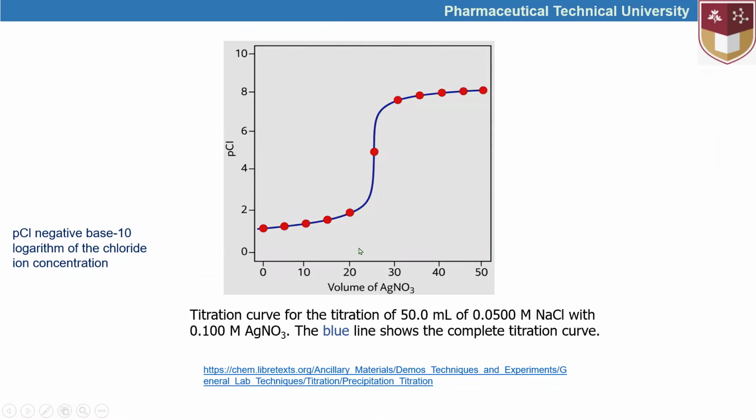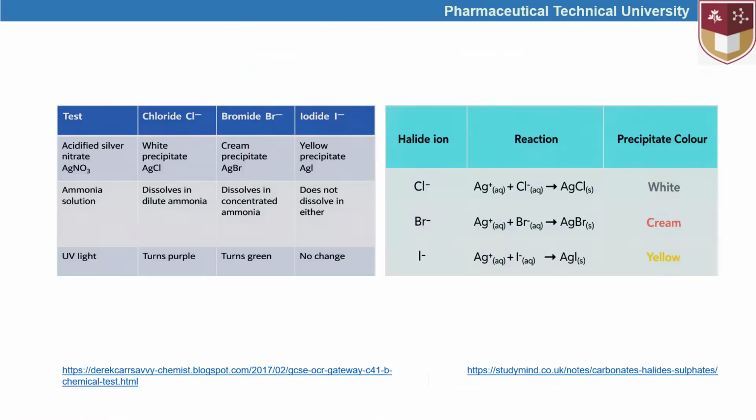So this is about the titration changes of silver chloride. And here are given the examples of chloride ions, the colors of halide ion precipitates with silver. Silver chloride is a white colored precipitate. Silver bromide is a cream-like colored precipitate, and silver iodide is a yellow colored precipitate, as shown here.